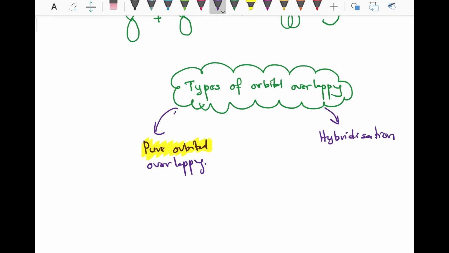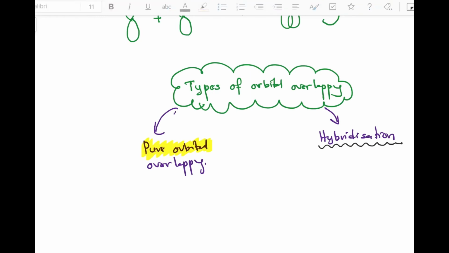Hybridization means we have orbitals, we mix them together or blend them together, and it will generate a new set of orbitals with the same energy level. So now I will explain about hybridization. What does it mean by hybridization and how does it occur? As I mentioned previously, it is a process of mixing two or more orbitals to produce a new set of orbitals with the same energy level.